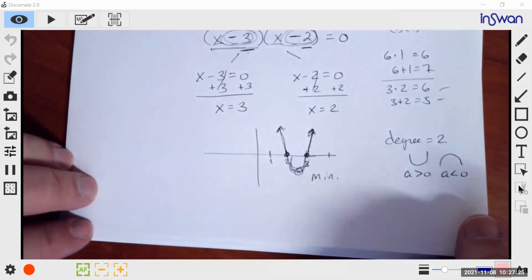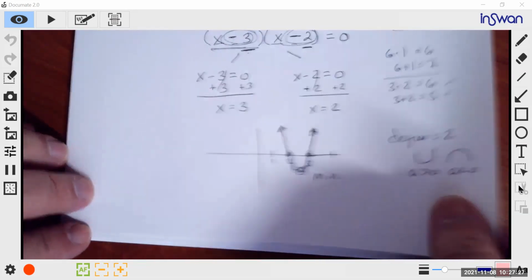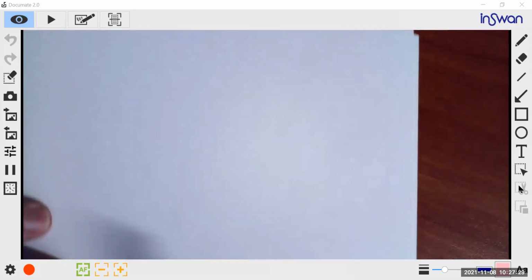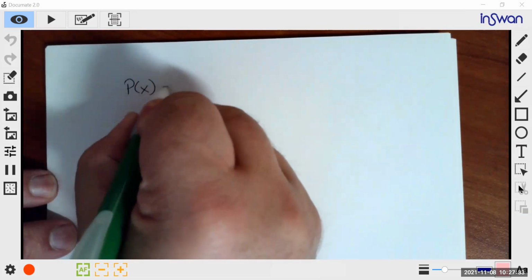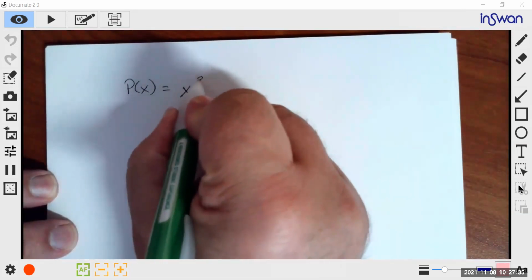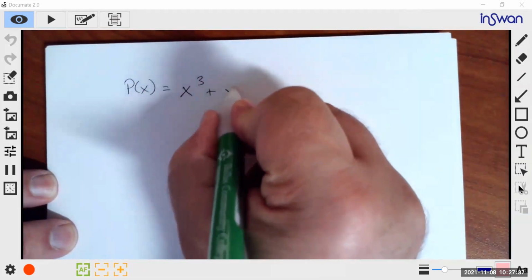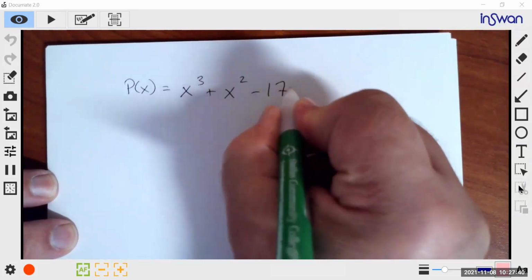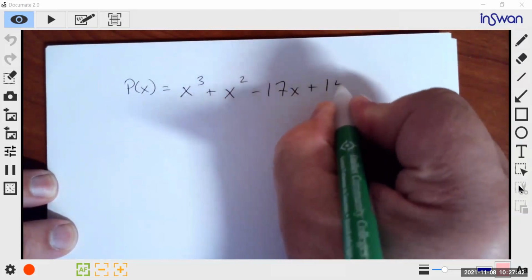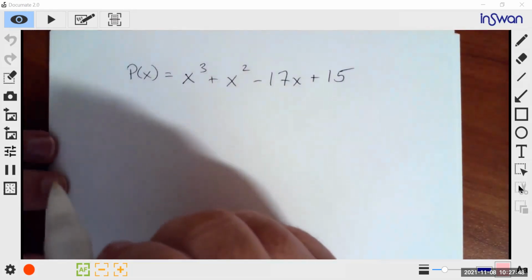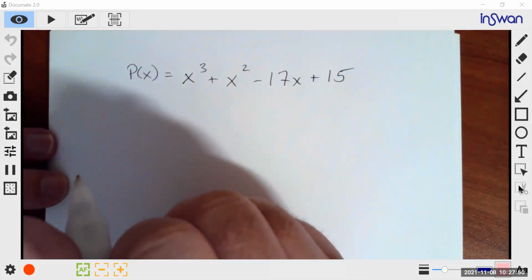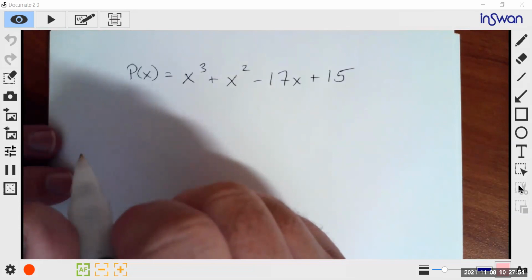All right, let's look at bigger ones. Polynomial: x cubed plus x squared minus 17x plus 15. So what can you tell me about this?